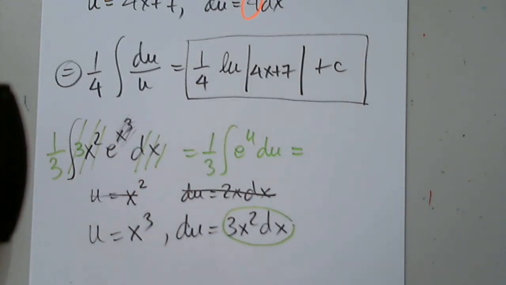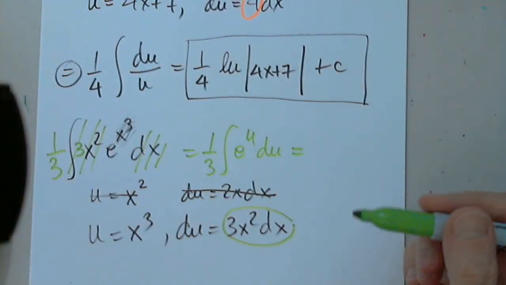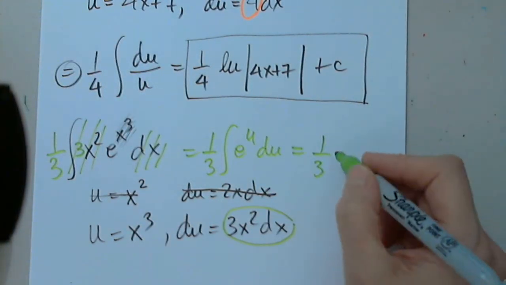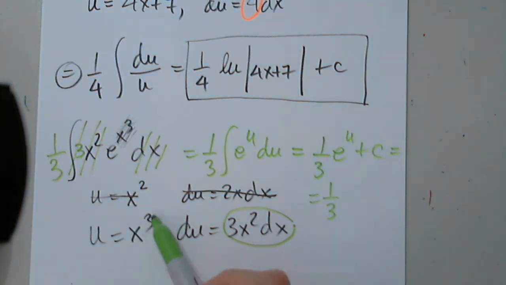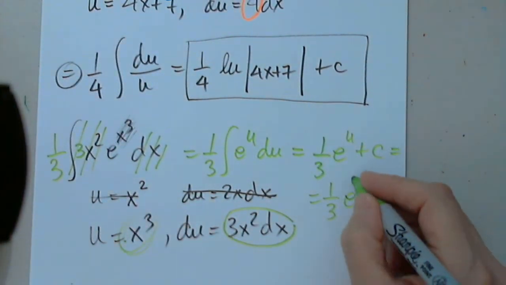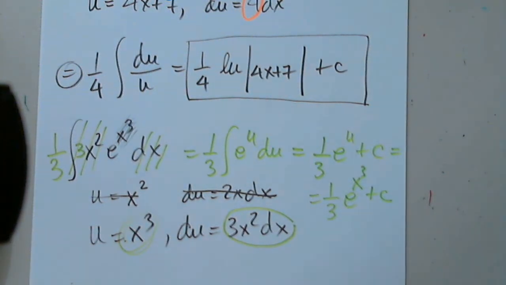All this is in your notes. If you go back to your notes, you will find those with different numbers slightly. So it's 1/3 e to u plus a constant c, and I have to go back, and u is x cubed. Very good. Any questions on anything?